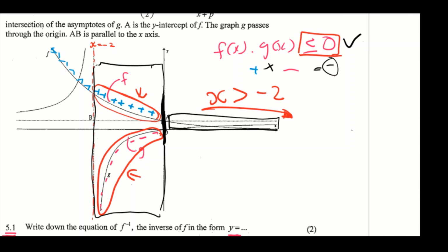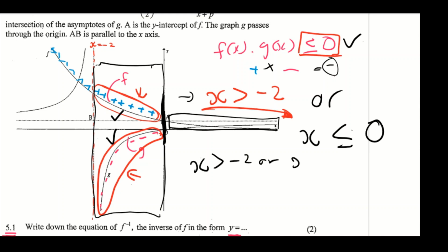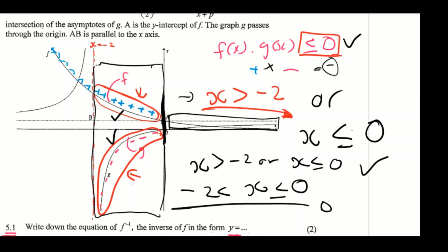So it means that our x values must be within the point of origin and x being greater than -2, right? Or you can also say x must be less than or equal to 0. So when x is less than or equal to 0, the same happens where positive multiplied by the negative gives you a negative solution of y. So you can simply write down x greater than -2 or x less than or equal to 0. Or you can simply say when x lies between -2 and 0. So both these solutions are correct.